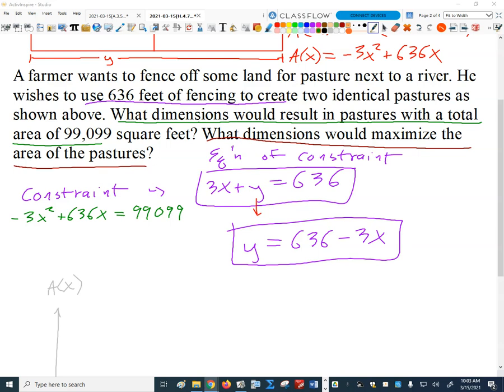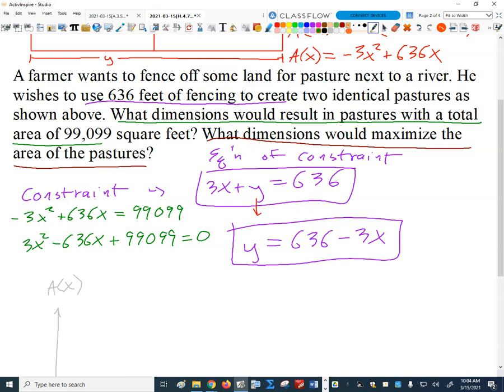Okay, good. So if we move everything on the left to the right, we want to set this thing equal to 0, don't we? We want to put this into standard form. So if I move everything over to the right side, I'm going to get positive 3x squared minus 636x plus 99,099. And I'm going to flip those so they're on the left instead. Those all equal 0, right? Okay, what else?